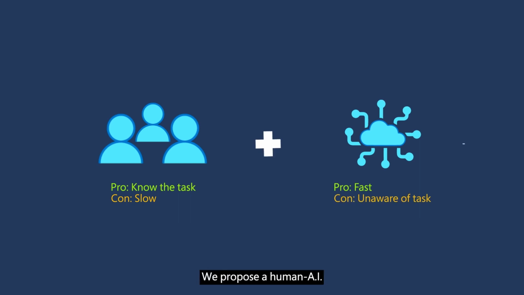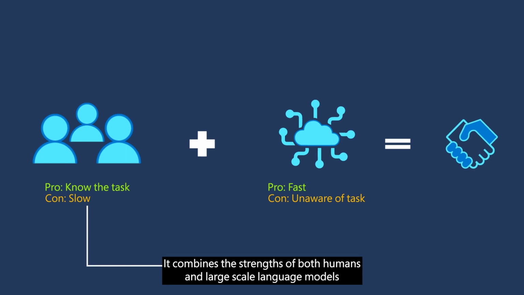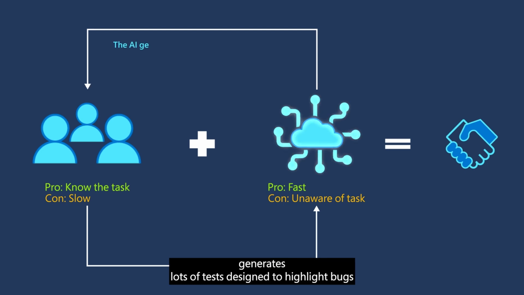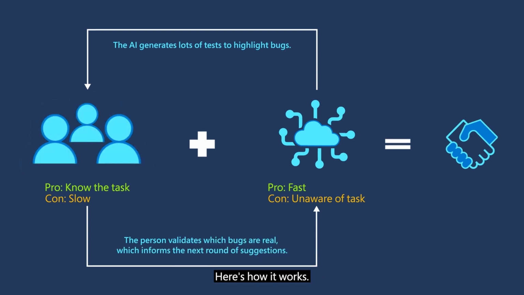We propose a human-AI partnership called adaptive testing that combines the strengths of both humans and large-scale language models like GPT-3, where the AI generates lots of tests designed to highlight bugs, while the person decides if model behavior is right or wrong. Here's how it works.